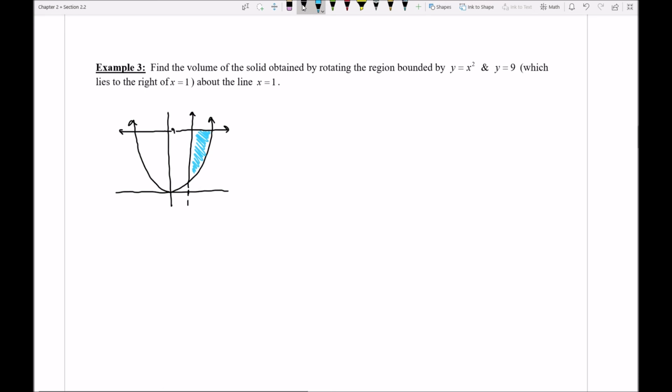But now I can start to generate a 3D picture of what would happen if I was to take that region and revolve it, notice here, about the vertical line of x equals 1. So I'm going to rotate it in this direction. Okay, so to try to do this, again, I'm going to draw a dashed line right around where I would imagine x equals 1. Okay, so there's my dashed line. That's what I'm going to rotate around.